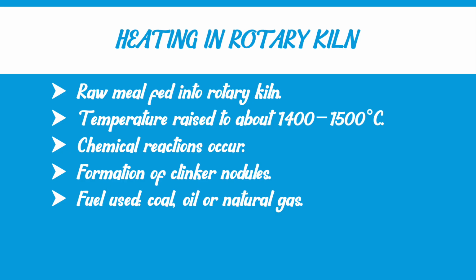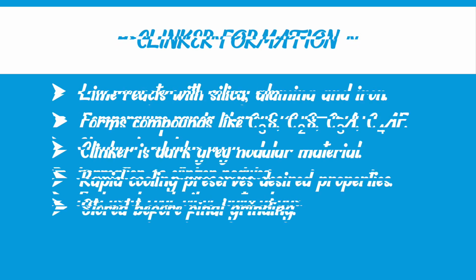Then heating in the rotary kiln. The raw meal is fed into the rotary kiln. Then the temperature is raised to about 1400 to 1500 degrees Celsius. Chemical reactions occur in that region, then the formation of clinker nodules. The fuel used for that is coal, oil, or natural gas.